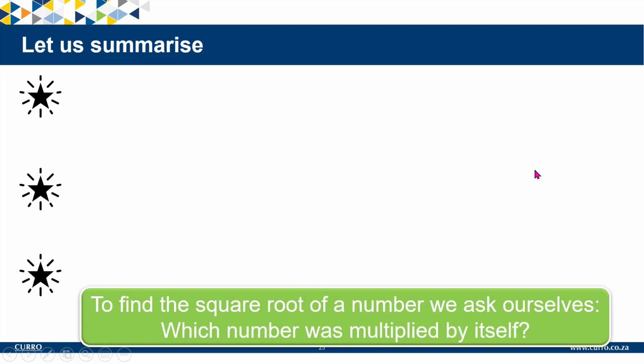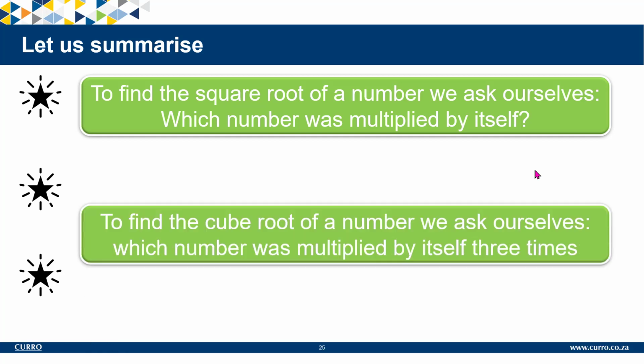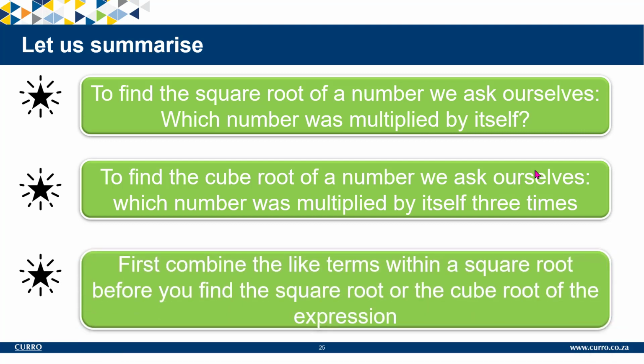Let us summarize. To find the square root of a number, we ask ourselves, which number was multiplied by itself? To find the cube root of a number, we ask ourselves, which number was multiplied by itself 3 times? First, combine the like terms within a square root before you find the square root or the cube root of the expression. Happy learning!